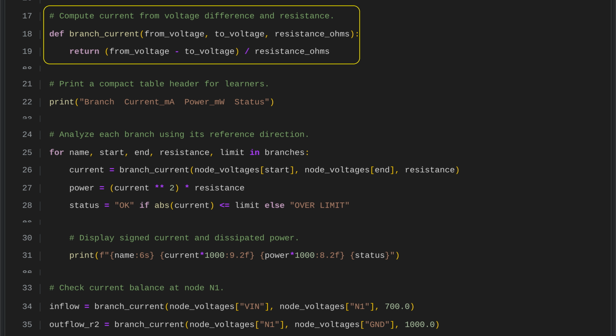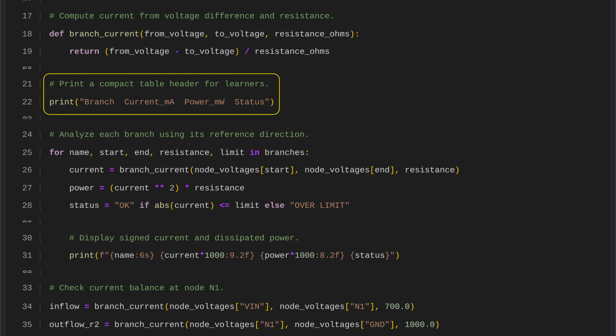This function finds the current through a circuit branch using the starting voltage, ending voltage, and branch resistance. It calculates the voltage difference by subtracting the ending voltage from the starting voltage, then divides by the resistance. This applies Ohm's law, where current is voltage divided by resistance.